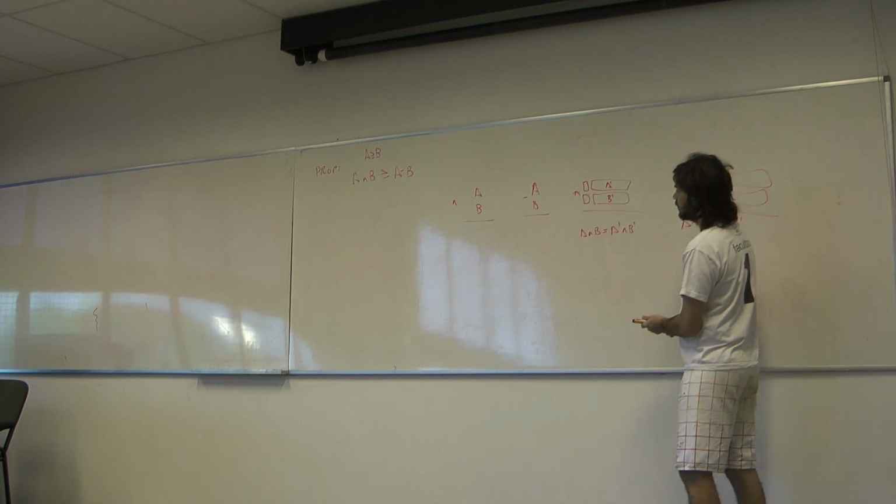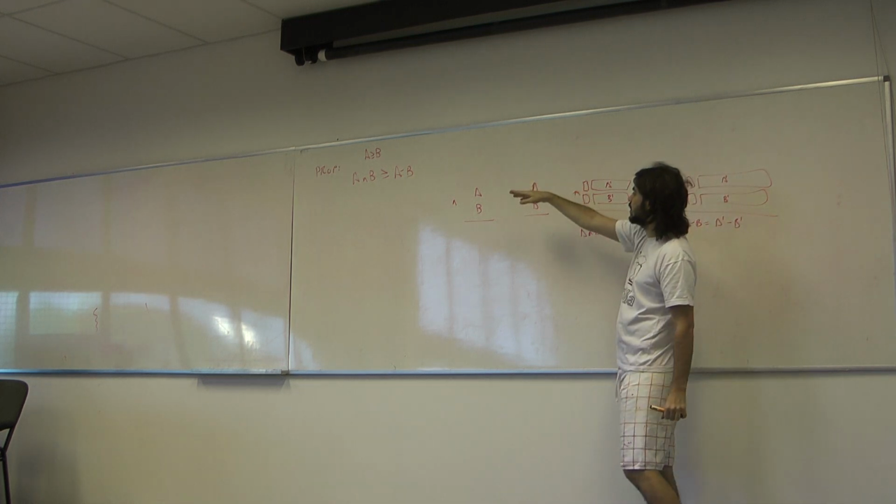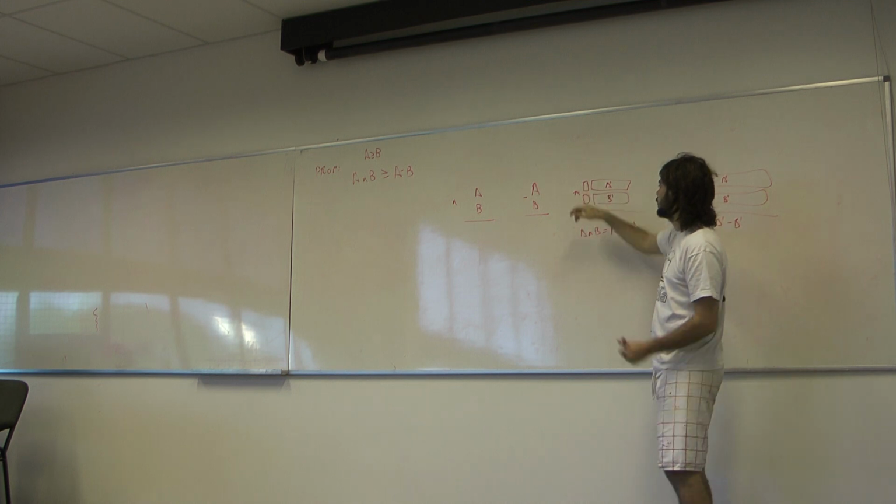So if they are different, since A is greater than or equal to B, we know that A has a 1 and B has a 0.